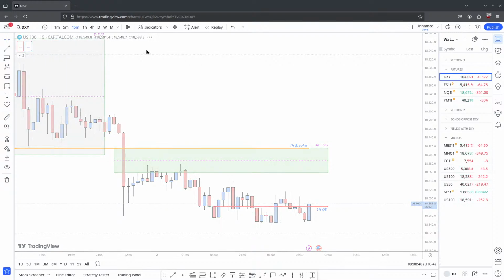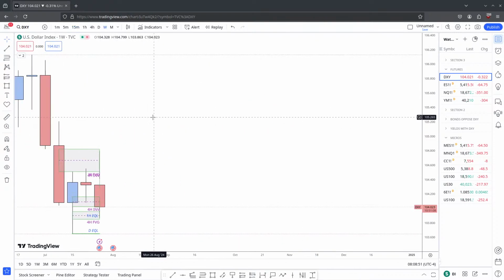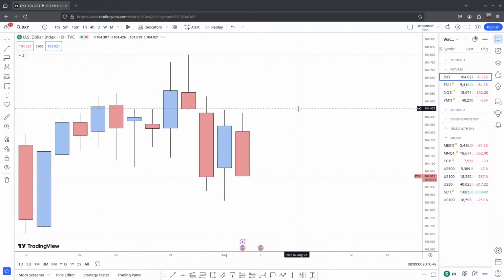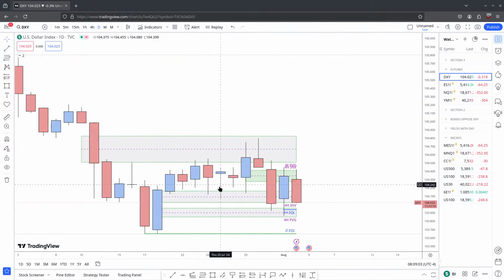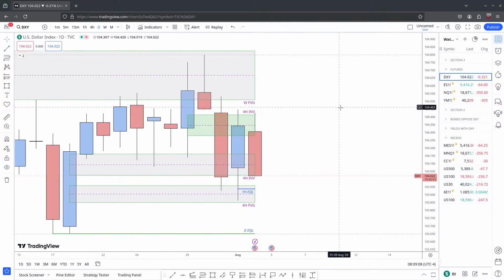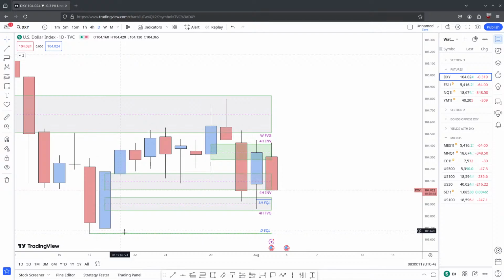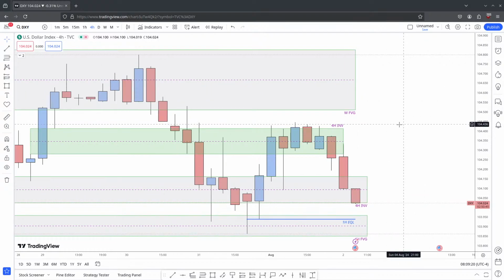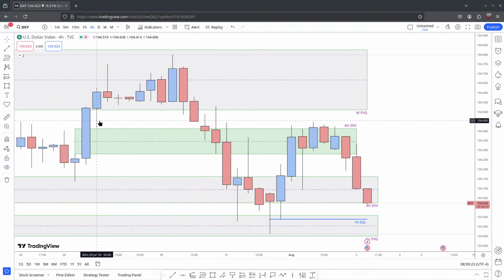So let's look at dollar index. For dollar index, we have this imbalance here on a weekly chart. Looking at that, we took out these relative equal highs. We have clear equal lows below us. Get this out of the way. On the 4-hour chart, we have an inversion over here. Put it into that. Send us down lower yesterday.